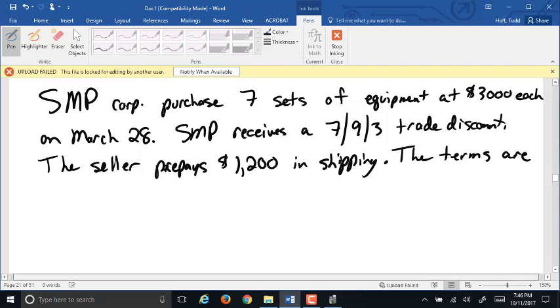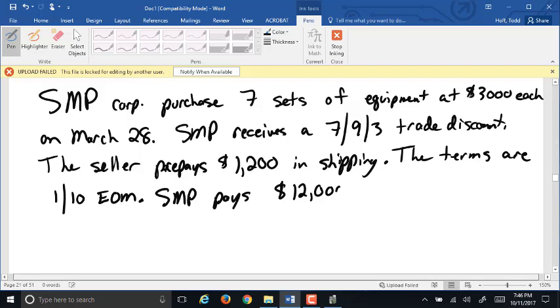The terms are 1/10 EOM. SMP pays $12,000 on May 6th. Find the balance due.